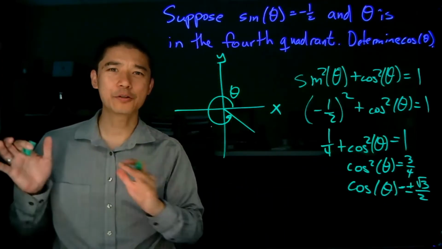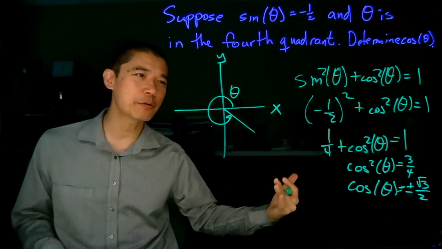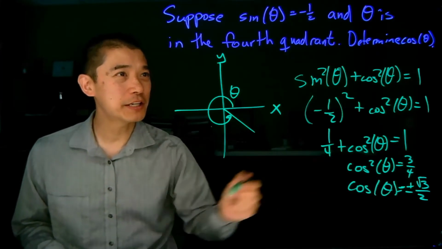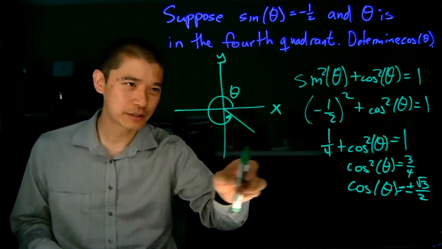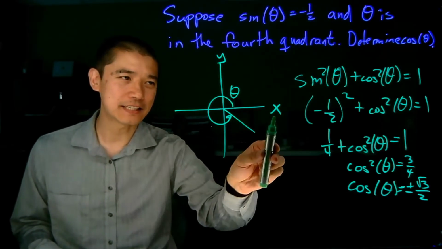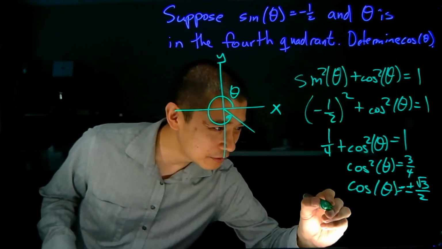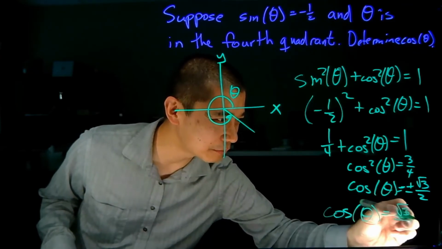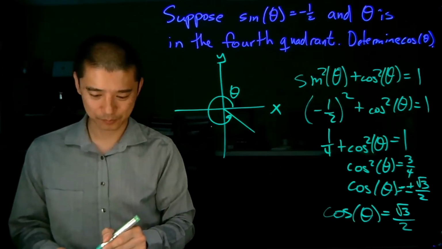And now here we have to do a little bit more thinking. We're pretty close. We have it down to one of two possible values, plus square root of 3 over 2 or minus square root of 3 over 2. And to figure out which one it is, that's where we need that extra piece of information. The angle is in the fourth quadrant. Because in the fourth quadrant, we know that the x value is positive. And since the x value is positive, cosine is positive. And so cosine of theta is plus square root of 3 over 2.